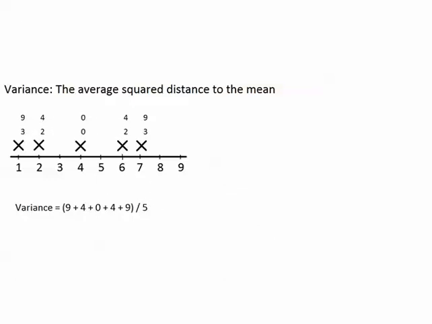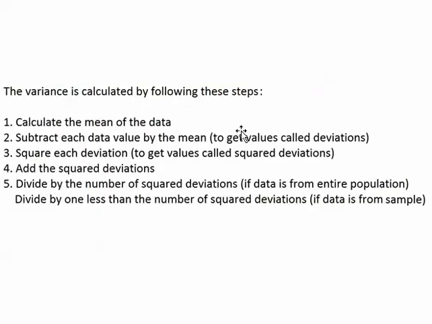Let's go over the steps to find the variance of a set of data. The first step is calculating the mean of the data. The second step is subtracting the mean from each data value to get deviations. The next step is squaring each deviation, or multiplying each deviation by itself. The next step is adding the squared deviations. And the fifth step actually depends on whether the data comes from an entire population or from a sample.